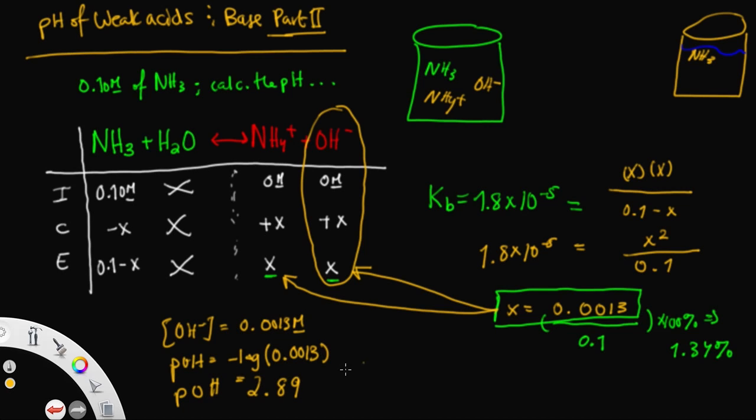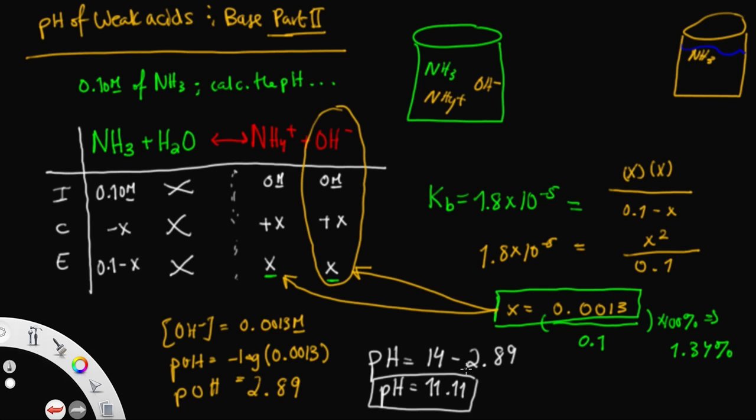So our pH, which is the thing that we need to solve for, will be equal to 14 minus our pOH, and that's because the pH scale ranges from 0 to 14. So if we want to solve for pH, we do 14, the maximum of the scale, minus our pOH, which we got to be 2.89. And if we do 14 minus 2.89, we should get a pH of 11.11.